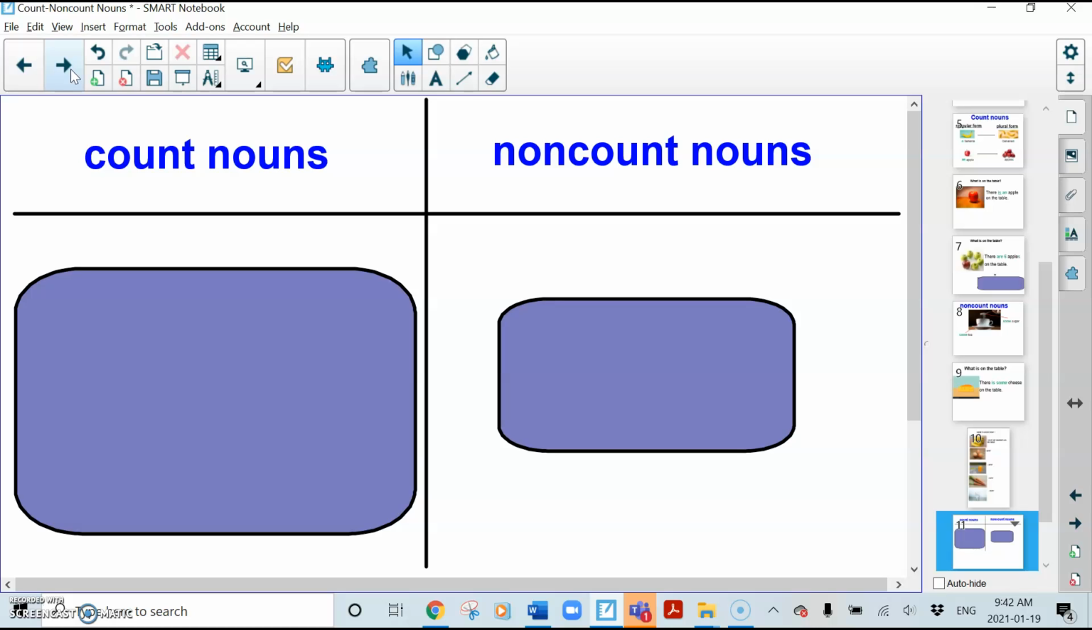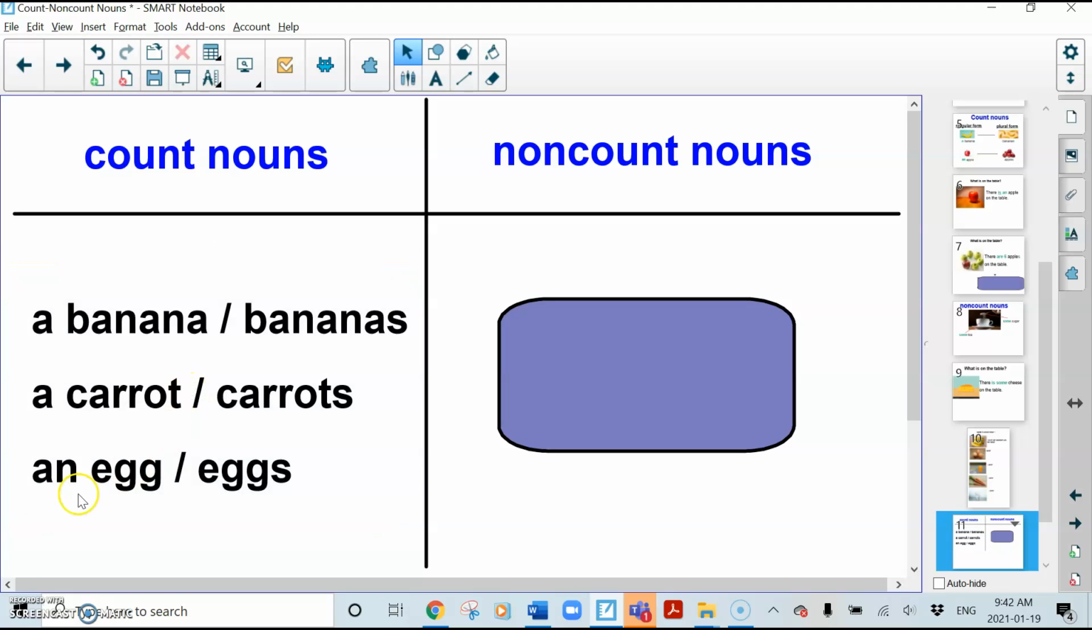So we have two kinds of nouns, count nouns, non-count nouns. Count nouns, I can count. I can say a banana or 6 bananas. I can say a carrot, 1 carrot, or 10 carrots. I can say an egg or 7 eggs.